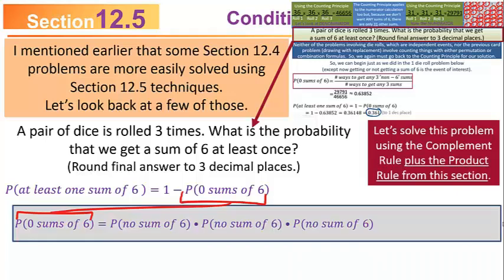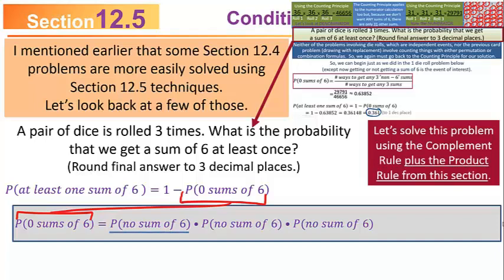So the key to this whole problem is finding the probability of getting no sums of 6. According to the product rule, that will just be the probability of not getting a sum of 6 on the first roll, not getting a sum of 6 on the second roll, and not getting a sum of 6 on the third roll. Remember, we're rolling 2 dice.